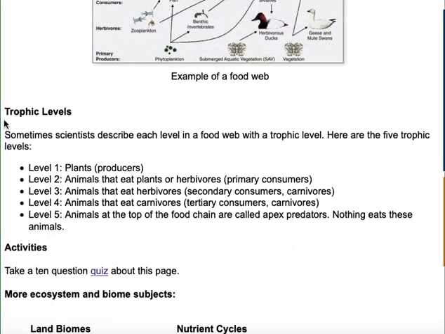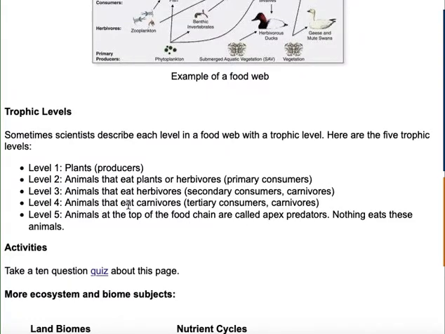There are such things called trophic levels. Sometimes scientists describe each level in a food web with a trophic level. Here are the 5 trophic levels. Level 1, they're plants, they're producers. Level 2, animals that eat plants, or herbivores, primary consumers. Level 3, animals that eat herbivores, those are secondary consumers, they're carnivores.